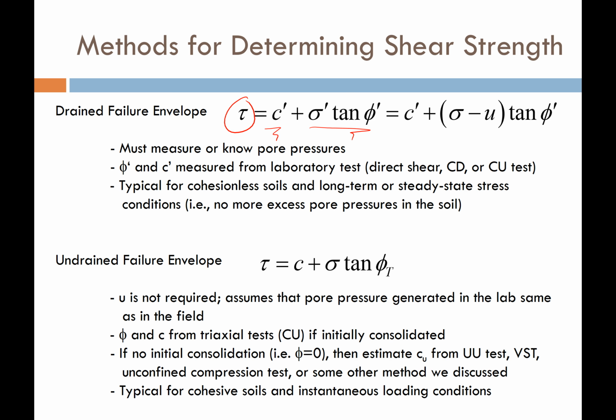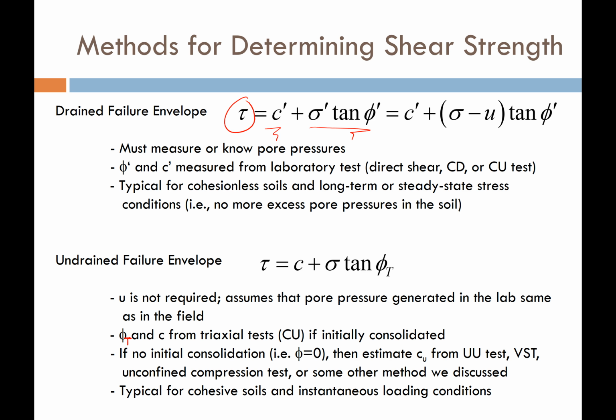And for the undrained failure envelope, we do not need to know what the pore pressure is because everything is based on total stresses, not effective stresses. So we're going to assume that the pore pressure that's generated in the lab is the same as what's in the field. Therefore, I don't really care what it is. It just happens. I'm just going to measure the shear strength of the soil and assume that that's the same shear strength I get in the field. So we measure phi and c. This is also equal to phi sub t that we saw in previous lectures.